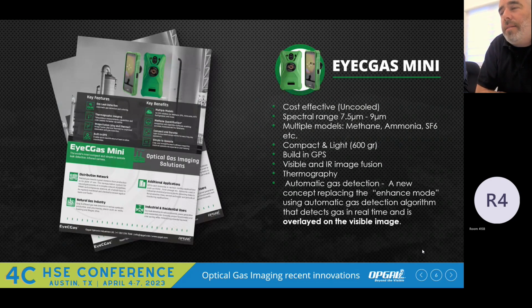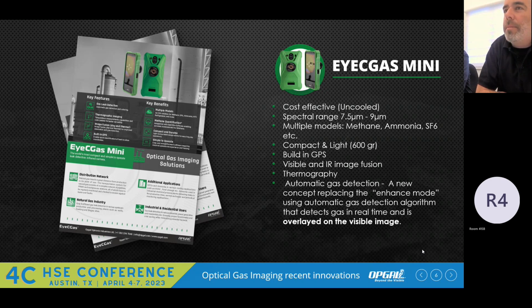So this is our Icy Gas Mini. This is our uncooled camera. For those of you who are familiar with the uncooled OGI technology, you're aware that there are many limitations to the camera. Mostly, it's a methane camera, medium to large leaks only. Our Mini is compact, it's light, but it's got its limitations.